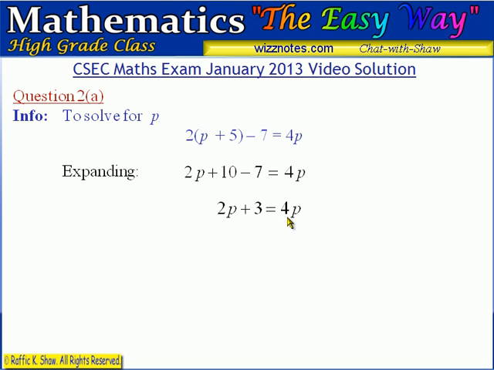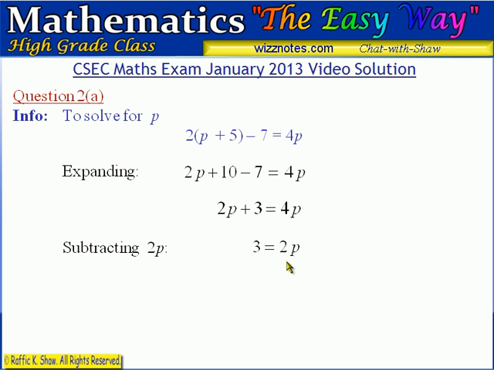And what we can do now is subtract 2P from both sides, and so we'll end up with an expression in P being on one side of the equation. We are subtracting 2P from both sides, and so it reduces to 3 on this side being equal to 2P on this side. If we subtract 2P from this side, this 2P is eliminated, and if we subtract 2P from this side, we end up with 4P minus 2P, which is equal to 2P.